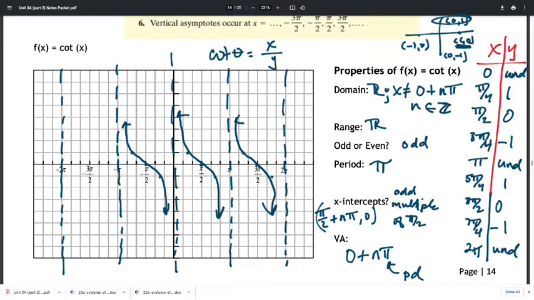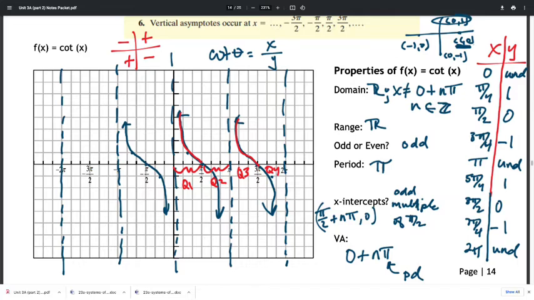Some other things to notice is that, from 0 to pi over 2, that's quadrant 1. From pi over 2 to pi, that's quadrant 2. And then we've got quadrant 3 and quadrant 4. And remember, tangent and cotangent are both positive in the first and third quadrant and negative in the second and fourth. So it should be positive here in quadrant 1 and it should be positive in quadrant 3 again. And then in the other two quadrants it should be negative, which it is. So we've graphed that correctly.